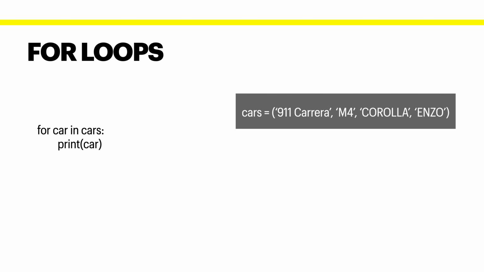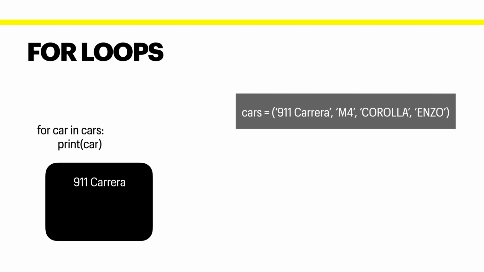So every element will be accessed one at a time and will be stored in the variable named car, and it will be printed on the screen. Similarly, you can perform this operation on lists too. So let us see what will be the output of this code. When I run this code, the first output will be 911 Carrera, and then it will go to M4, and then Corolla, and then finally Enzo. So the for loop will start from the first element and then iterate through the second and third and fourth until it reaches the end.